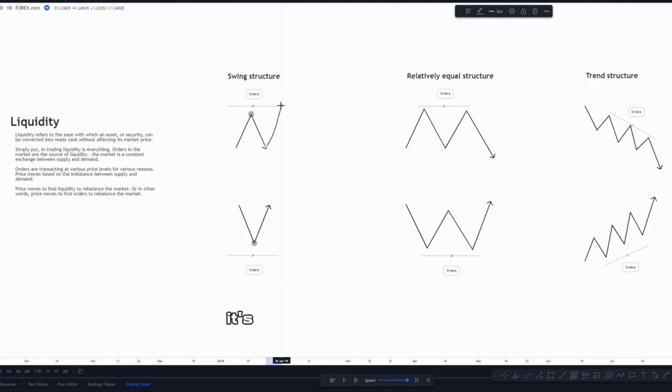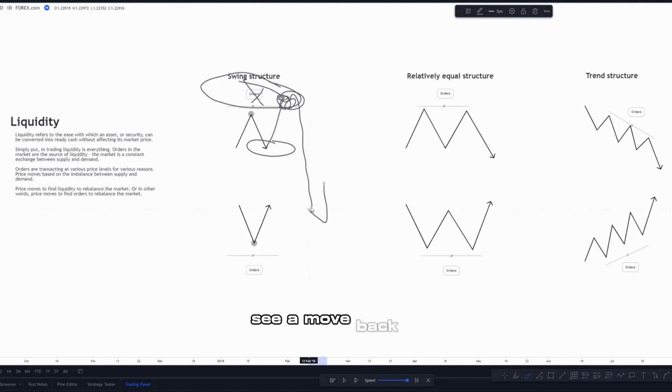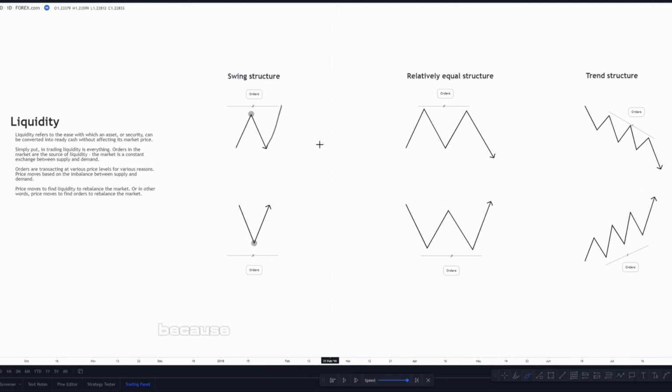Where is it going to move? It's going to move to where a large collection of orders are that will rebalance price. So in this case, with this swing structure, this swing high, once we get some sort of imbalance down here, the next logical step that price is more than likely going to take is to where more orders exist. It'll tap into that, it'll rebalance price, and then we might see a move back to the downside, because price has facilitated that imbalance and we've continued moving.